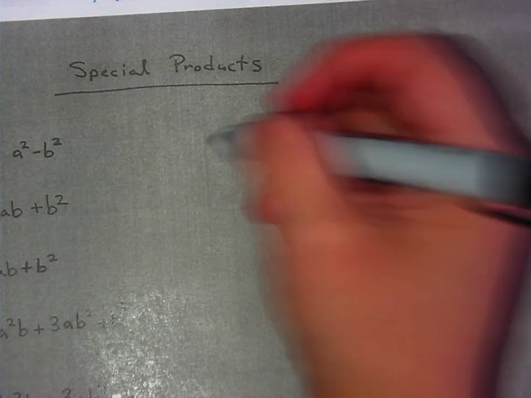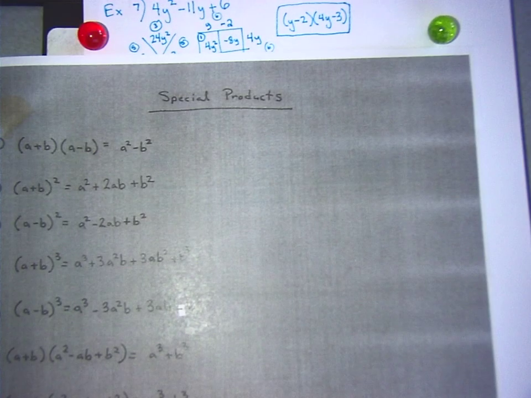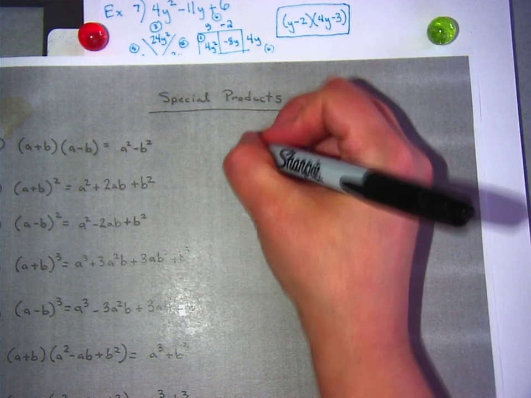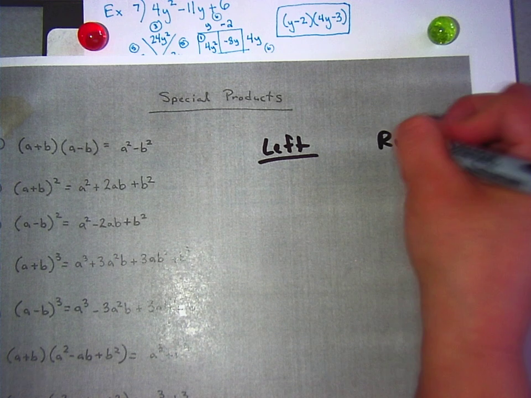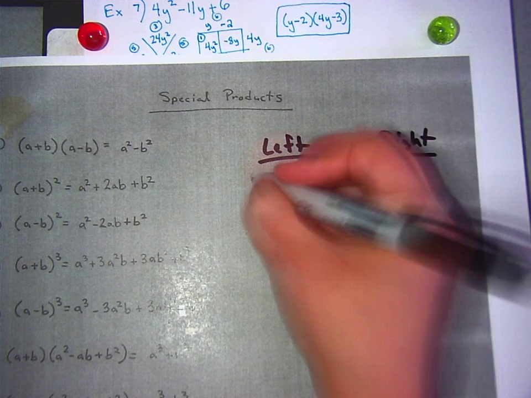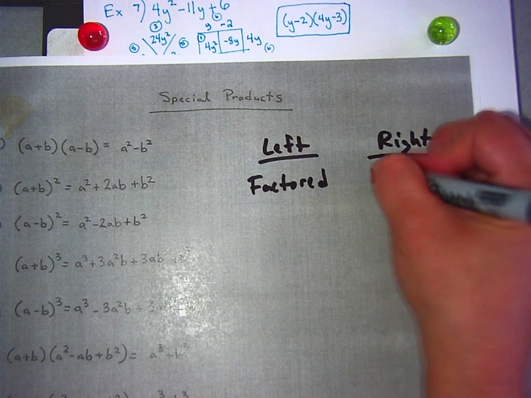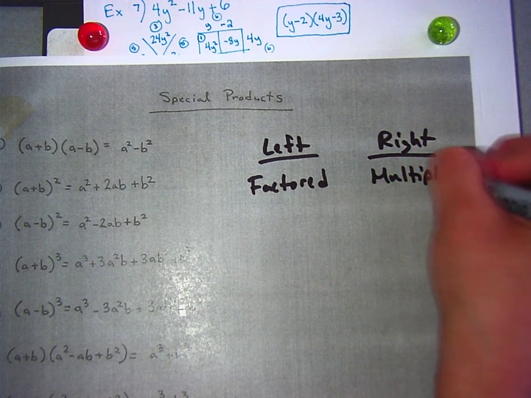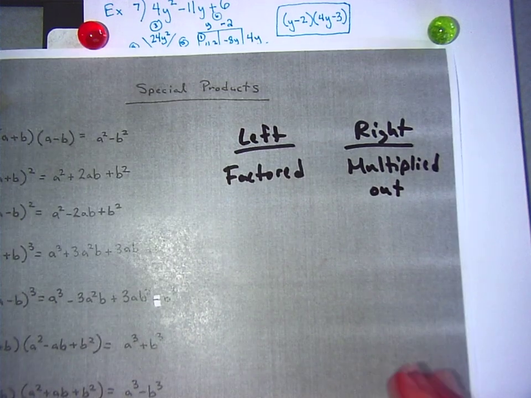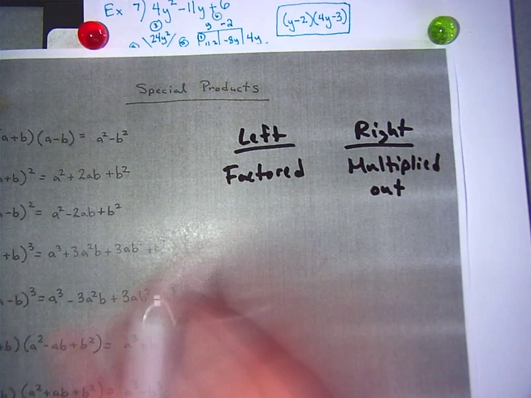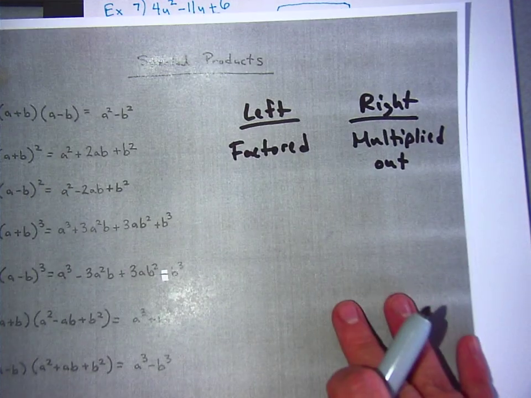So I'm going to write over here, and so should you. Watch what I write first and then decide how you want to write it. The left side and the right side. This side is already factored. And this side is multiplied out. Another way you could write it is this. Look up. Don't write it yet, just watch. You could say the left side is factored and the right side is multiplied out.